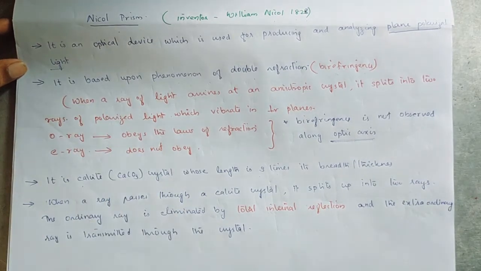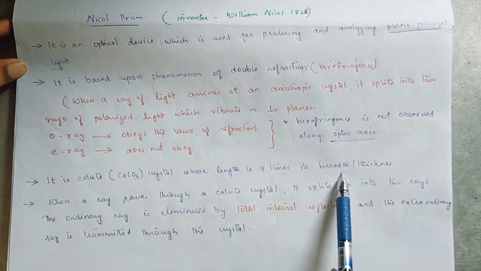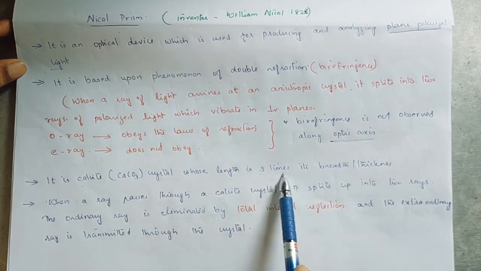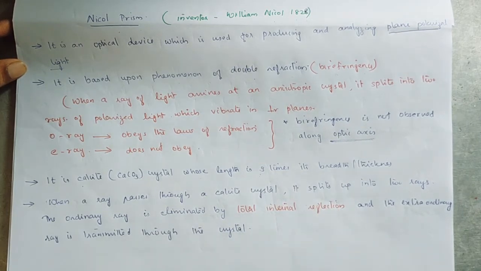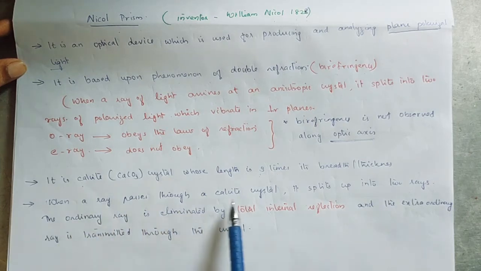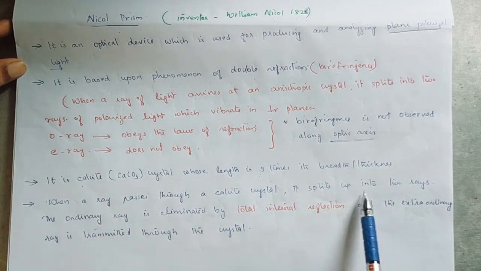This nicol prism is made up of calcite crystals, that is CaCO3, whose length is 3 times its breadth or thickness. Length is 3 times its breadth. And what is the principle behind this nicol prism? That is double refraction. So when a ray passes through the calcite crystal, it definitely splits into two components.